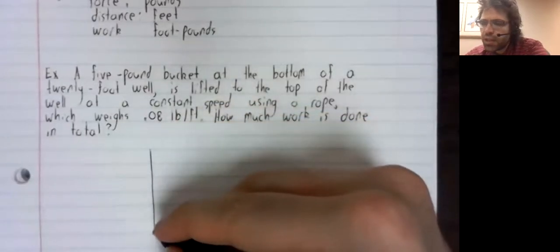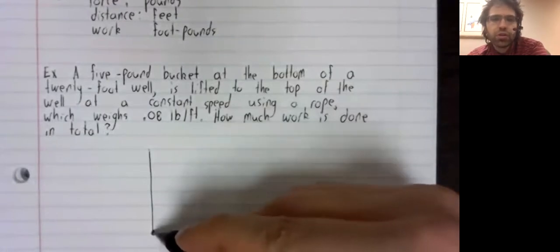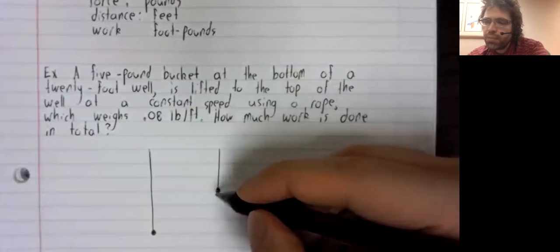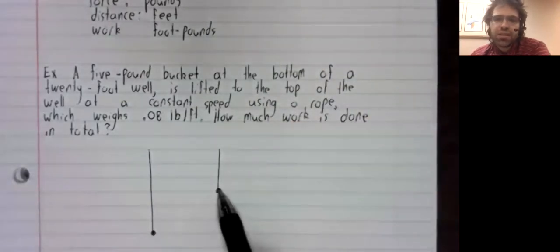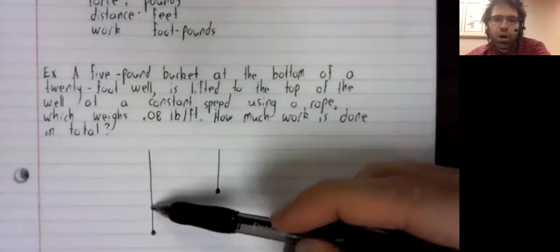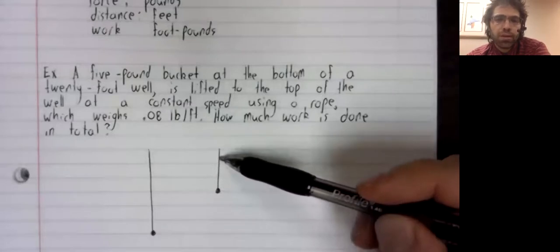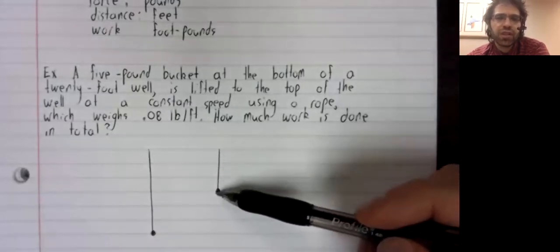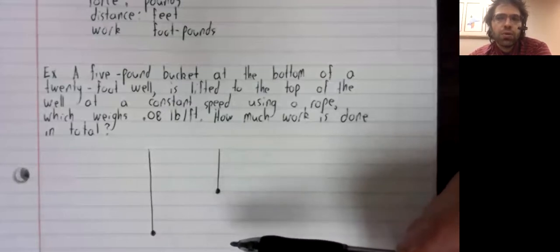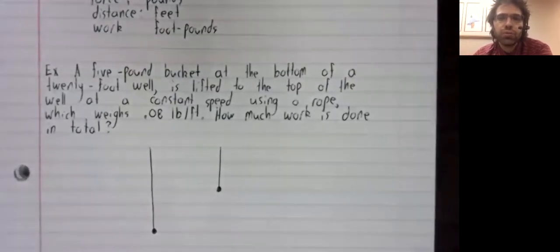So here's our bucket at the bottom of a 20-foot well. And this bucket is being drawn up. And the weight of the bucket isn't changing. It's 5 pounds. But as the bucket is drawn up, the amount of rope that you have to lift is decreasing. So the less rope there is, the lighter the load, and the less force you have to use. So we do have to use the integral equation here. And let's try to work that out.